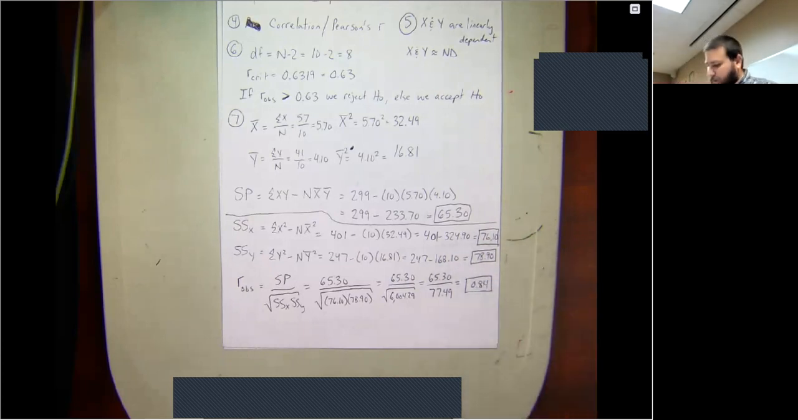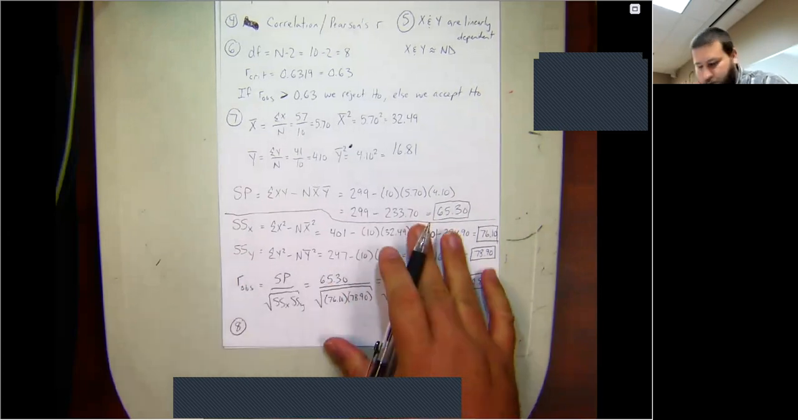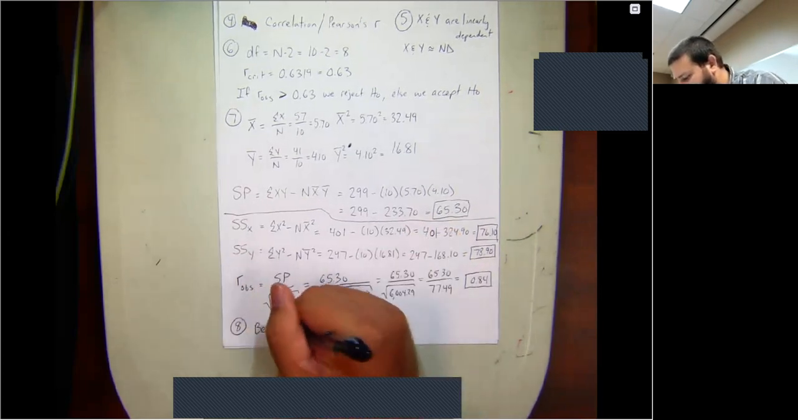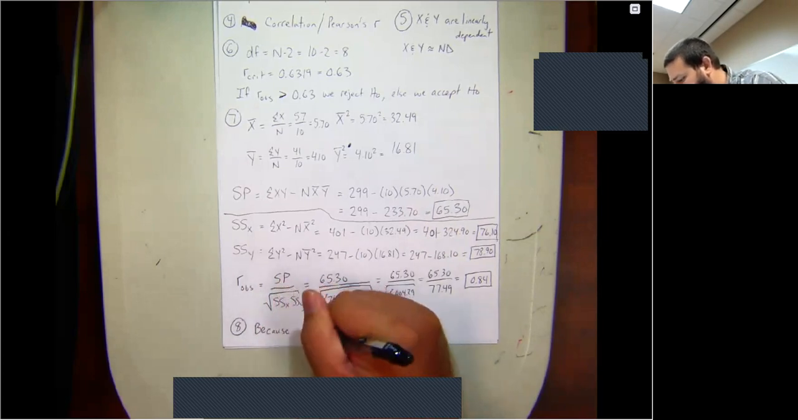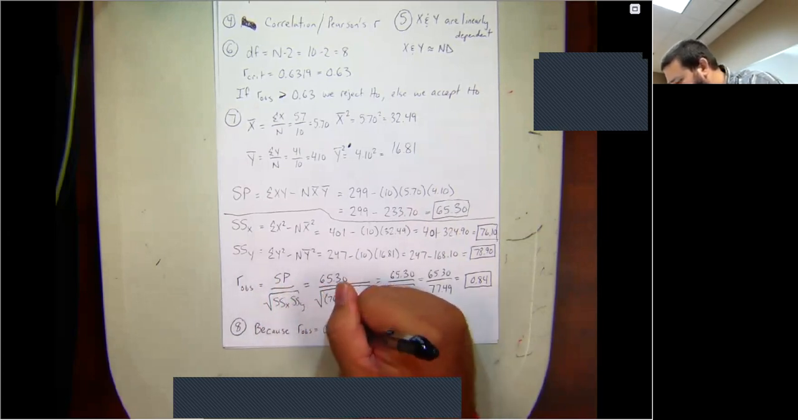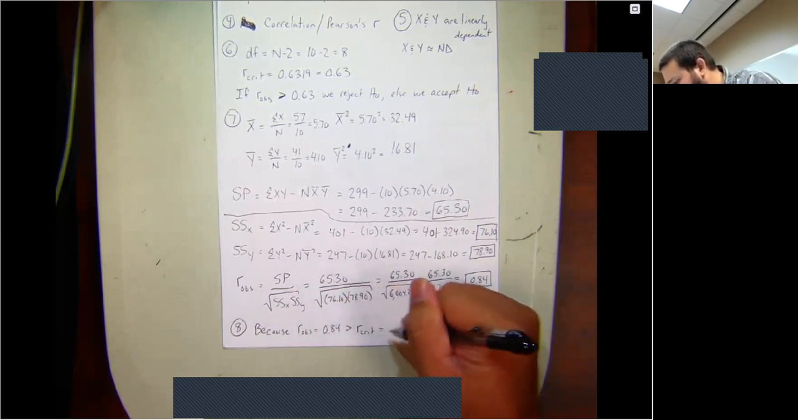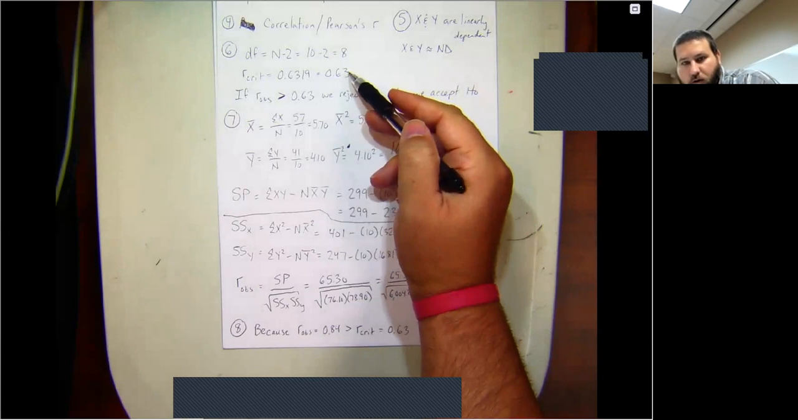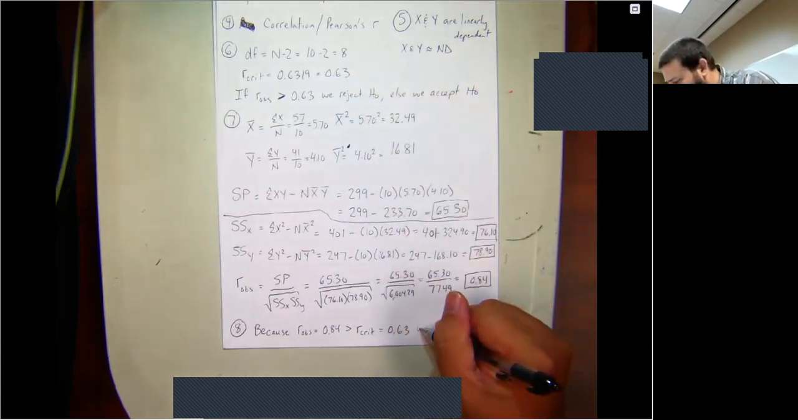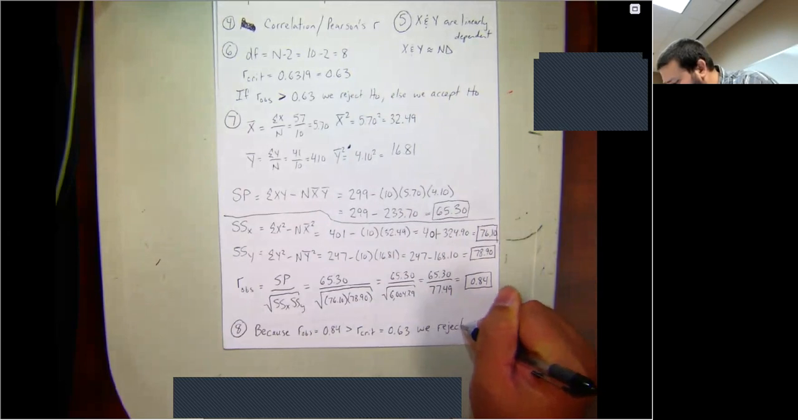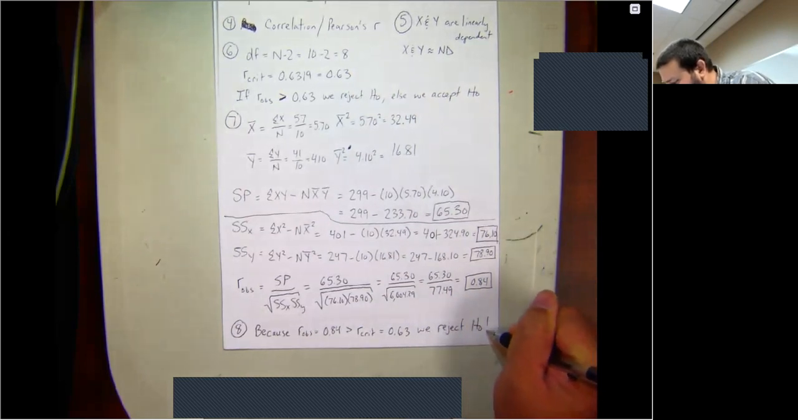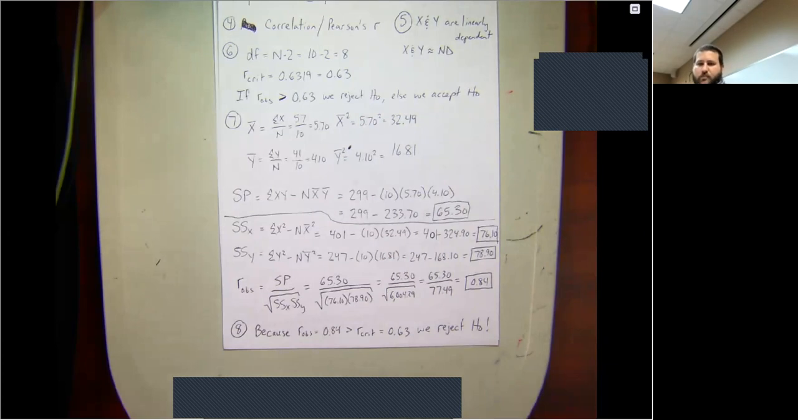So then step 8. We just go back to our decision rule in step 6, and we say because R observed equals 0.84 is bigger than R critical equals 0.63, remember our critical values up here, we reject the null hypothesis. So we're rejecting the statement that there is no relationship between these variables. We're concluding that there is.